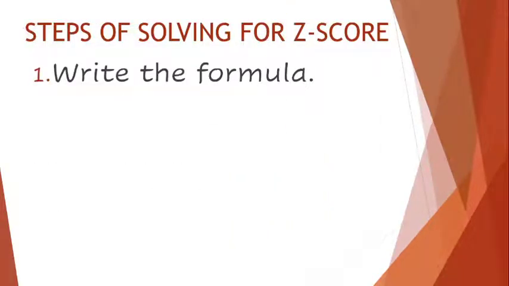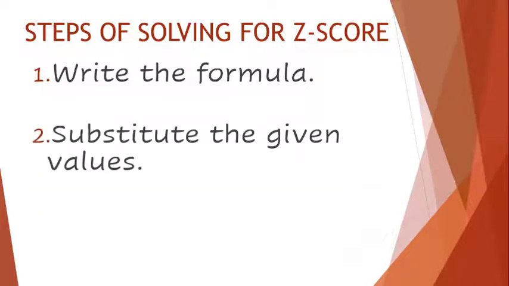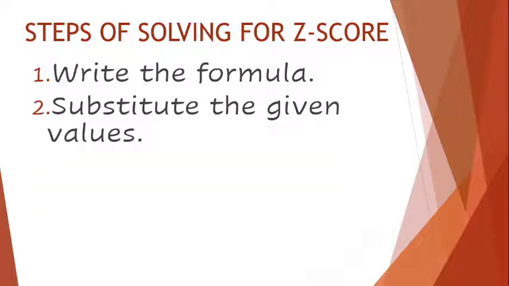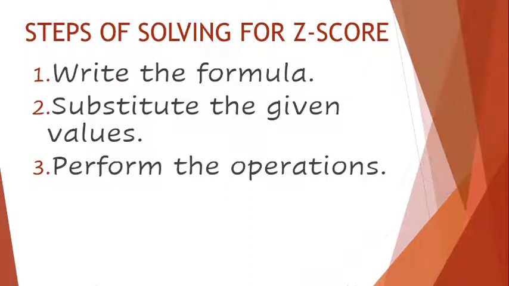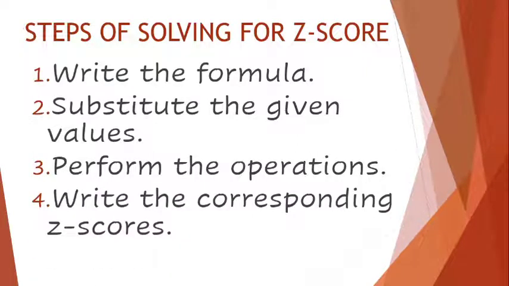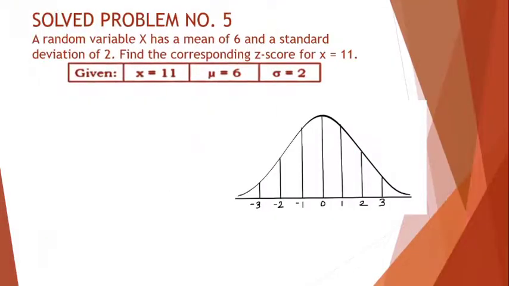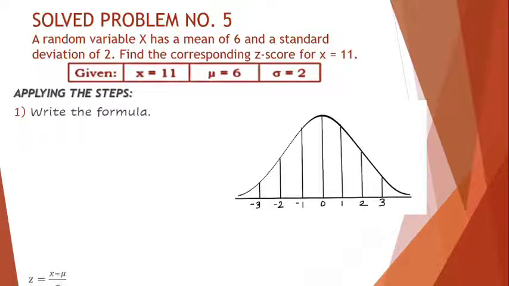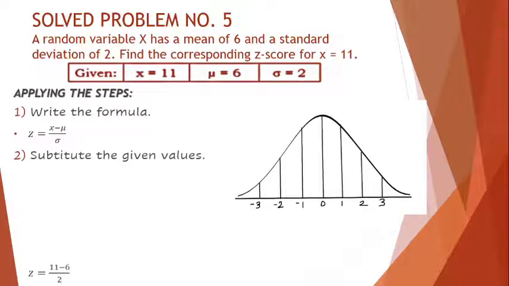The steps of solving z-score: number 1, write the formula, then substitute as usual, perform the operations, and write the corresponding z-score. So, number 1: a random variable x has a mean of 6 and a standard deviation of 2. Find the corresponding z-score for x equal to 11. By applying the steps, write the formula and substitute the given values.